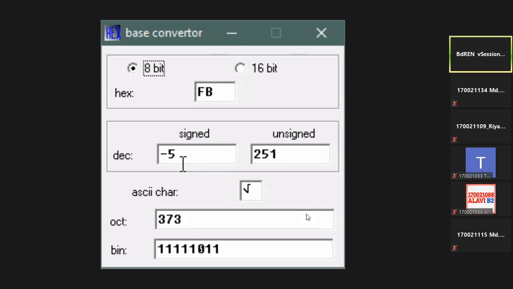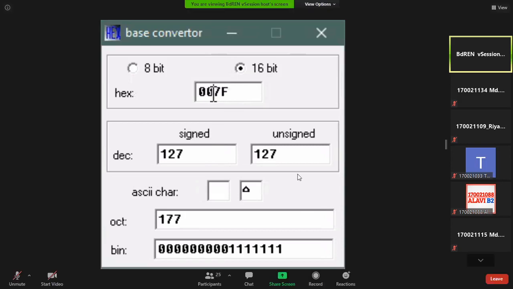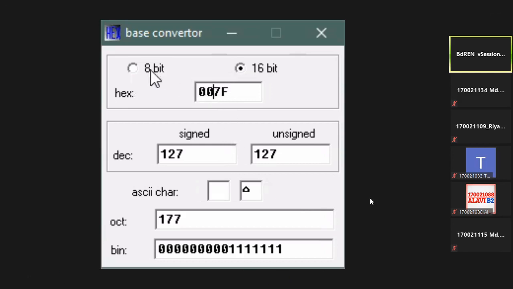Is it okay? Have you understood up to this? And again, let me show you about 7F. In 8-bit it is 127, and in 16-bit, if you write 7F, it is also 127. That means the upper two digits are basically 00. Are you getting it, or should I explain a bit more? So what I'm trying to say here is that for a number to be negative, the most significant bit should be 1, isn't it?